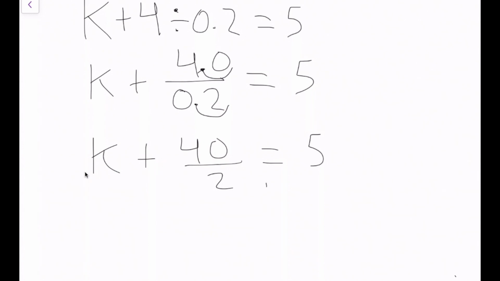Okay, so anyway, I have k plus 40 over 2. This is still not simplified. So I need to simplify it. Well, I know what 40 divided by 2 is. That's just cutting 40 in half.